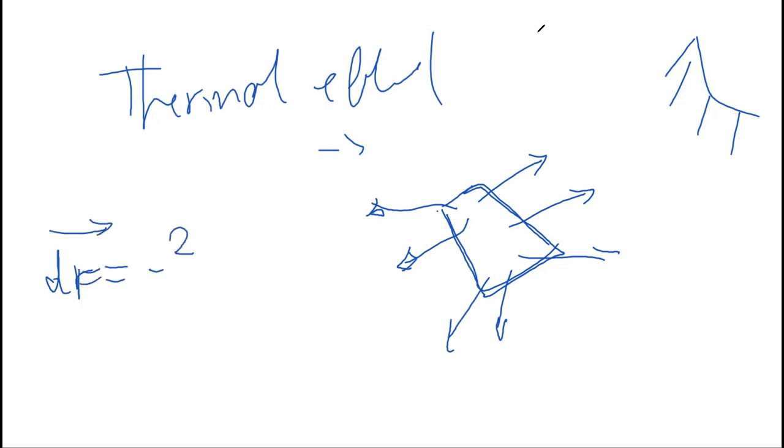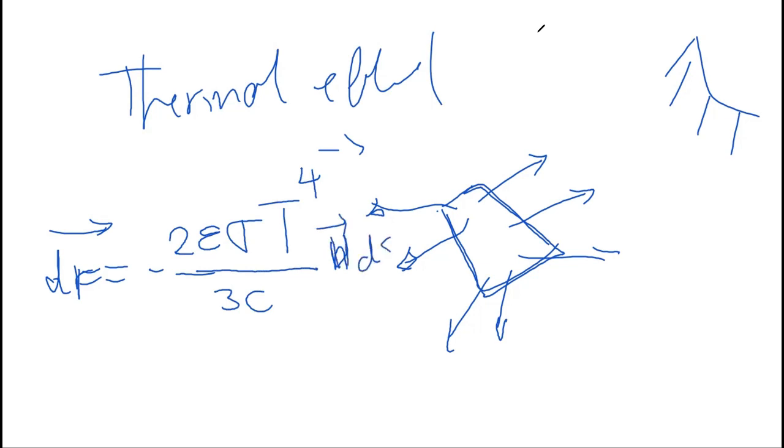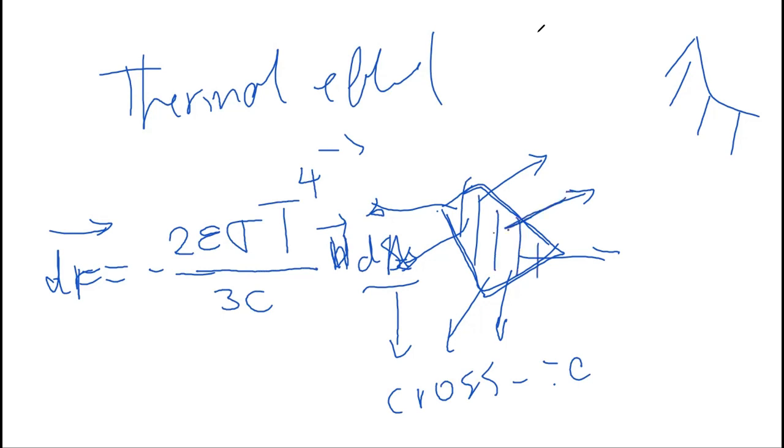It's minus 2 epsilon sigma T^4 over 3c, and u is the unit vector, times dS. dS is the cross section again. So if the satellite is in that form, for example, if it is planar like that, it is perpendicular to this. And u is the unit vector to the surface. c is the speed of light.